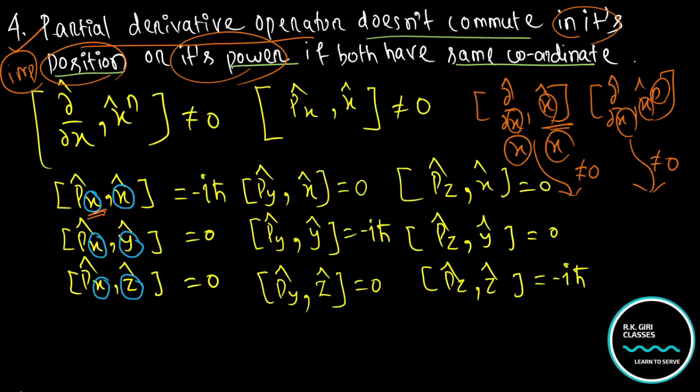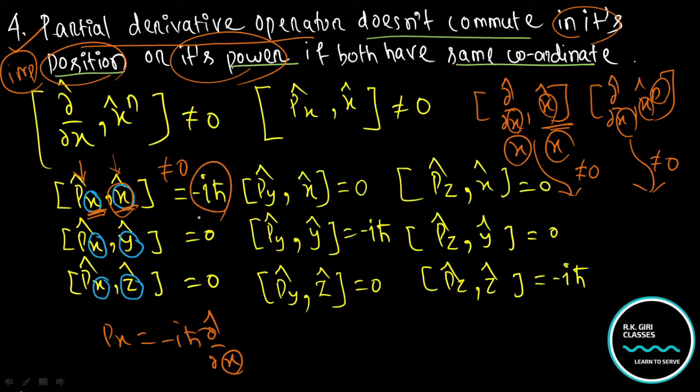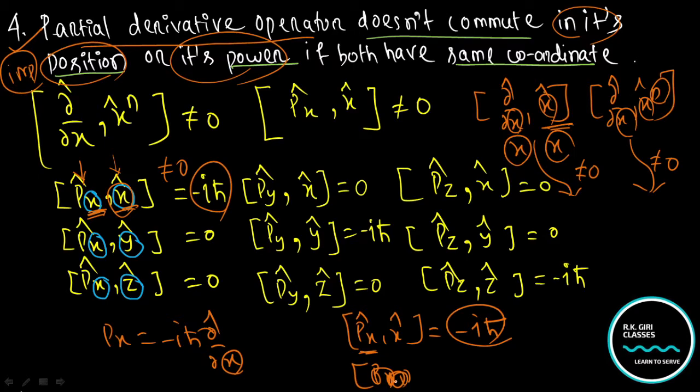So see here, px stands for minus i h cut del by del x. That means this partial derivative has coordinate x, and the position is also coordinate x. That's why they will not commute. And the value is minus i h cut. Already we discussed this one. You remember this one, the commutator of x and px is equal to minus i h cut. Clear this point, because px inside, that's why minus i h cut. And this was px, this was x, and this was x px, right?